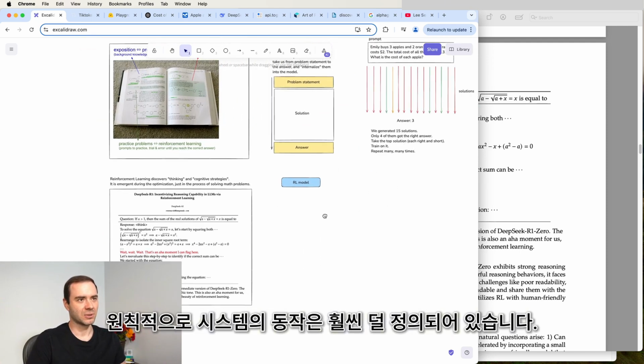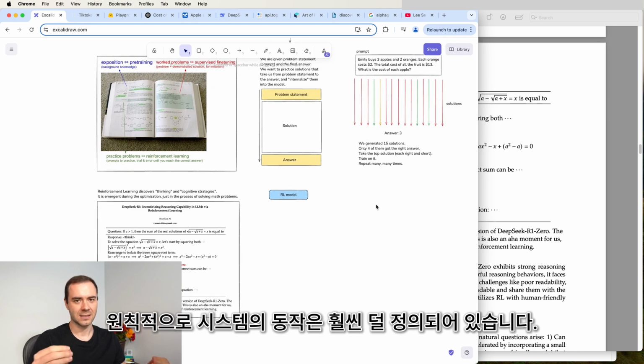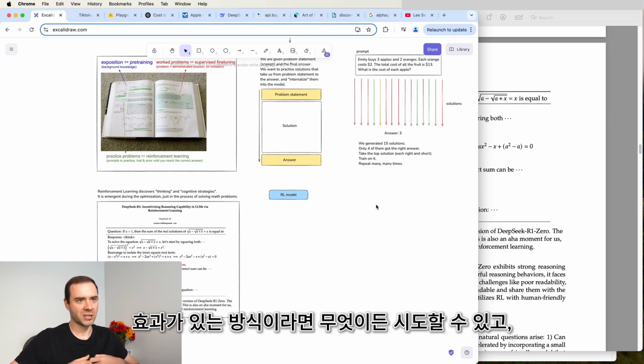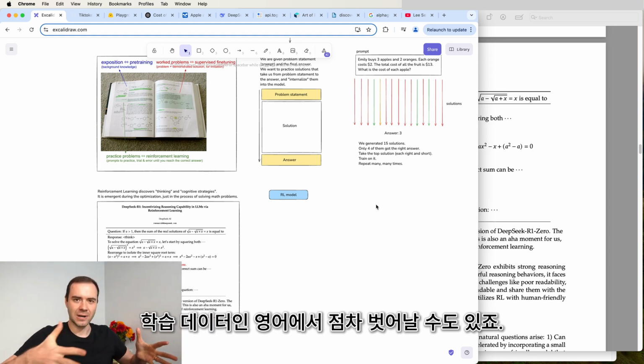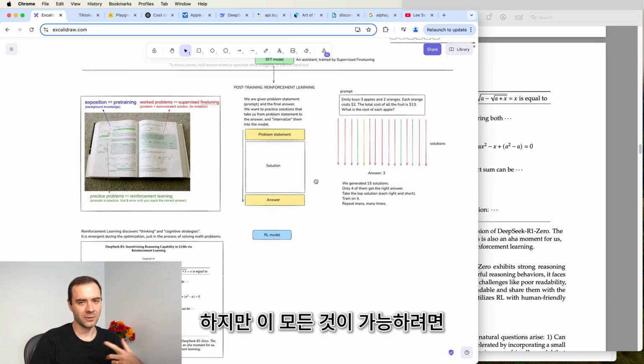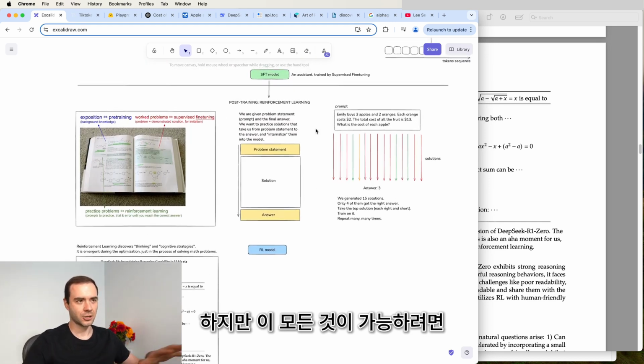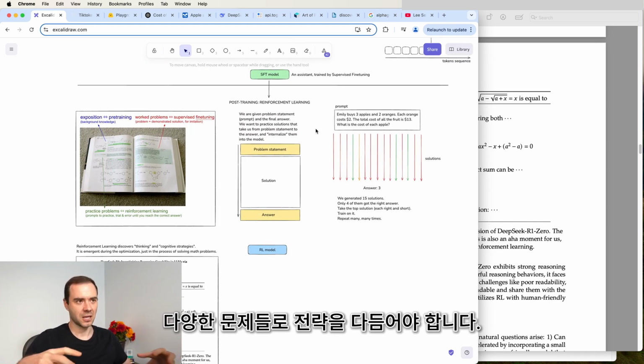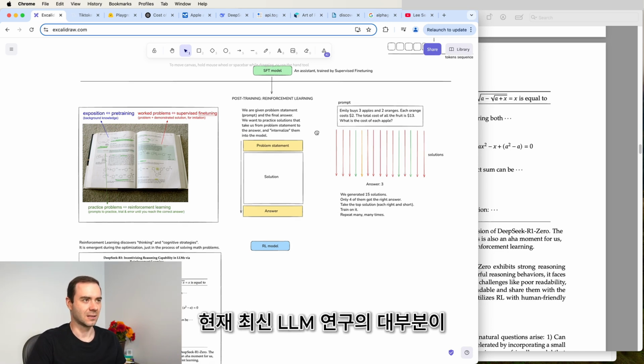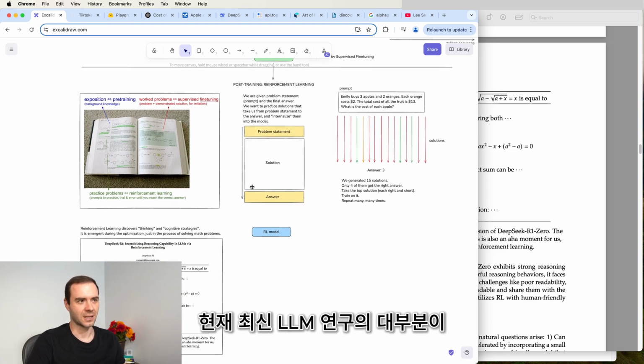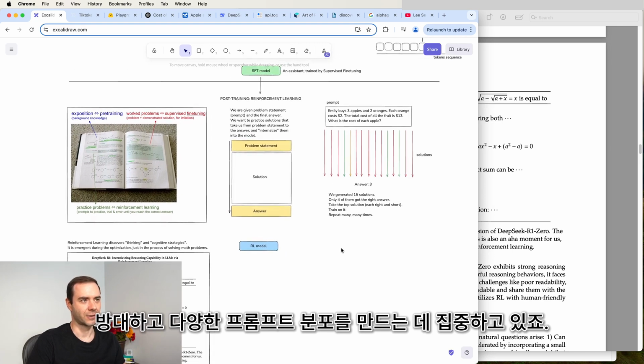So in principle, the behavior of the system is a lot less defined. It is open to do whatever works, and it is open to also slowly drift from the distribution of its training data, which is English. But all of that can only be done if we have a very large, diverse set of problems in which these strategies can be refined and perfected. And that is a lot of the frontier LLM research going on right now, trying to create those kinds of prompt distributions that are large and diverse.